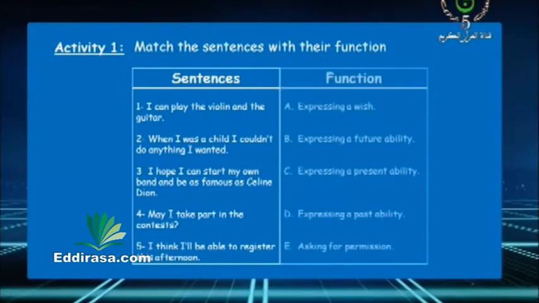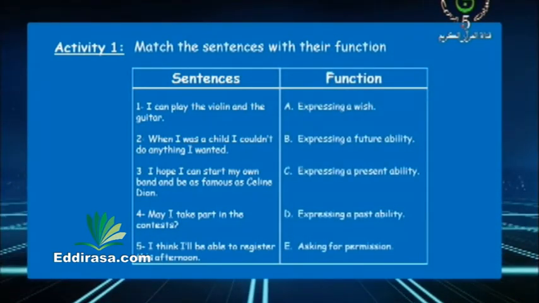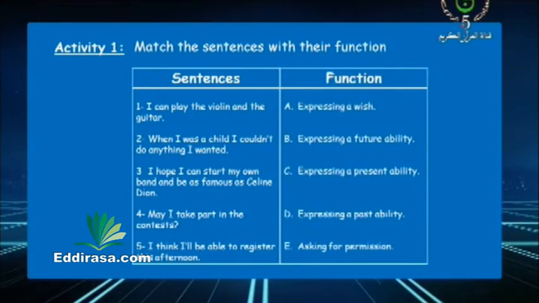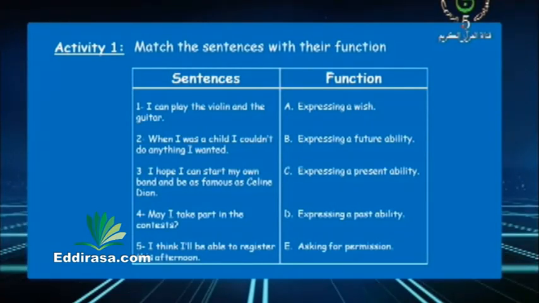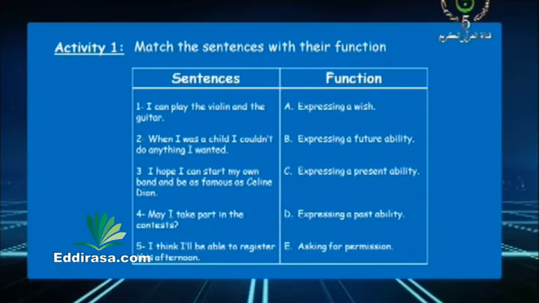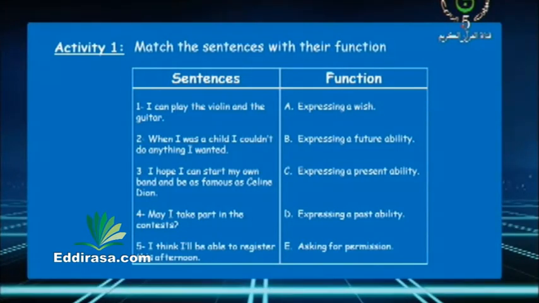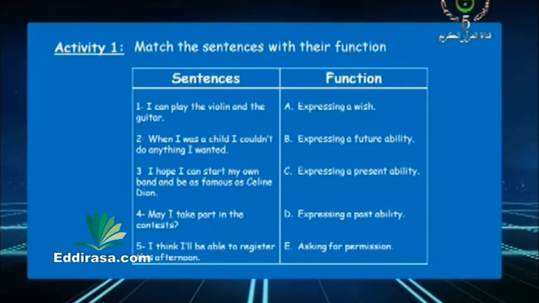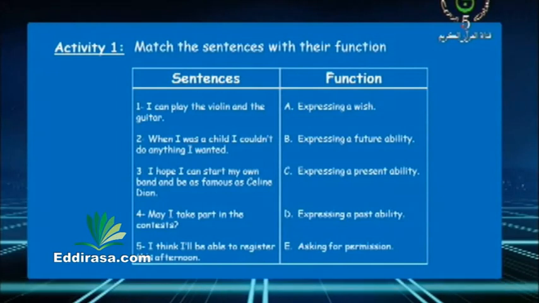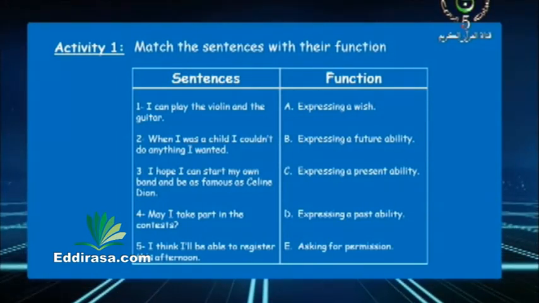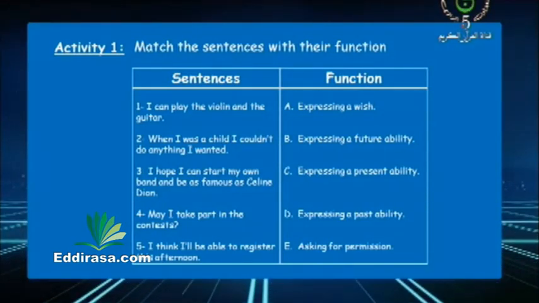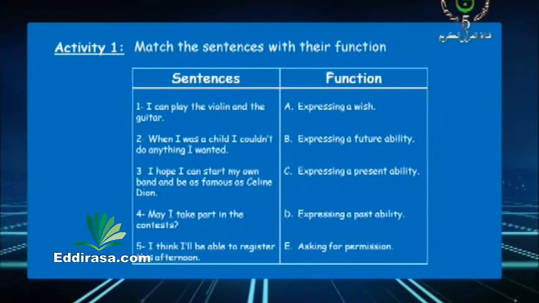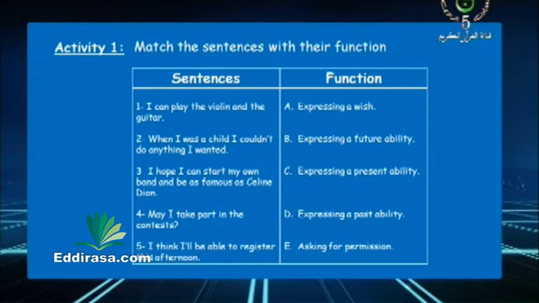Okay, now let's move to the different functions. A, expressing a wish. 2, expressing a future ability. 3, expressing a present ability. 4, expressing a past ability. And finally, asking for permission. Well, here you have the different functions. So let's see right now what the answers to this exercise are.